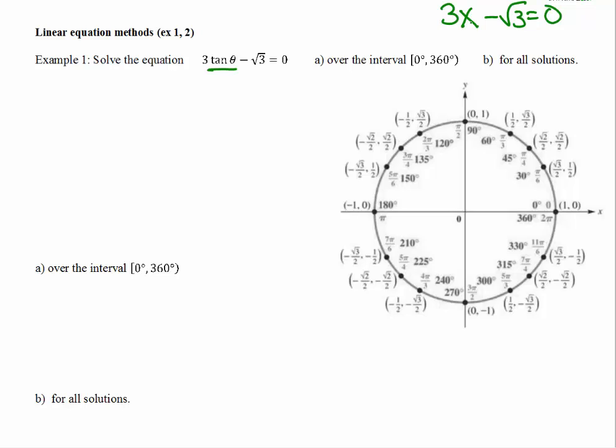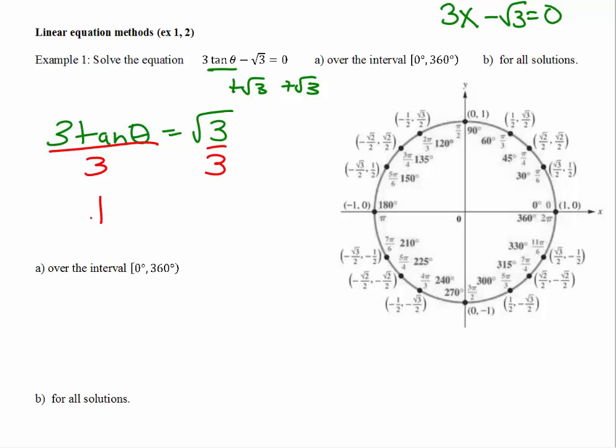The methods that you would use to solve this equation in algebra will be the same methods that we will use to get tangent theta by itself on one side of the equal sign. So the first thing that we're going to do is add square root of 3 to both sides. So we get 3 tangent theta is equal to positive square root of 3, and then we divide by 3. So we get tangent theta is equal to the square root of 3 over 3.